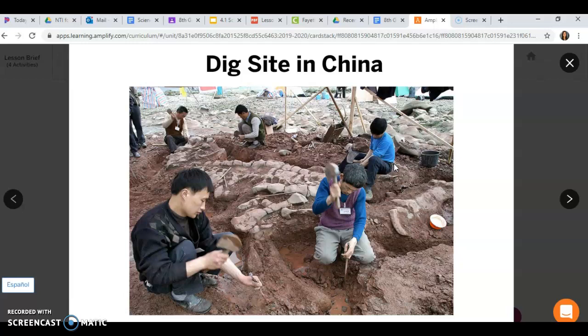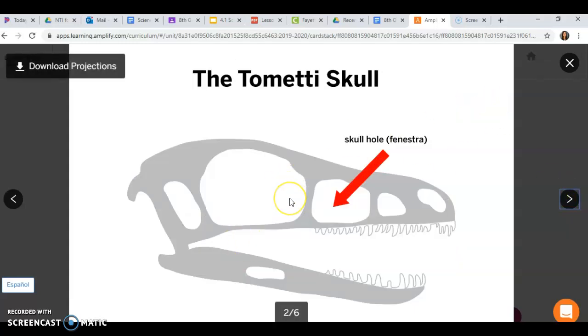So the first thing is that it was found in China, and this is a dig site in China that is similar to where it could have been found. The next thing is that this is the skull of the fossil, and we've noticed that it has a certain skull hole that is called a fenestra. This skull hole is actually a hole that can be found in specific types of reptiles. So that means that this could have some shared structures with other reptiles and could share some common ancestors. So that's going to be our first little piece of information.